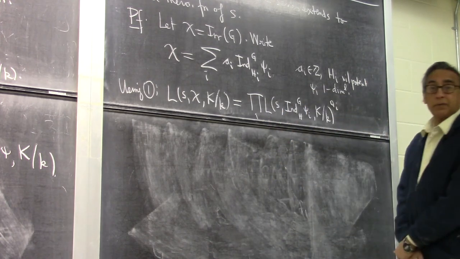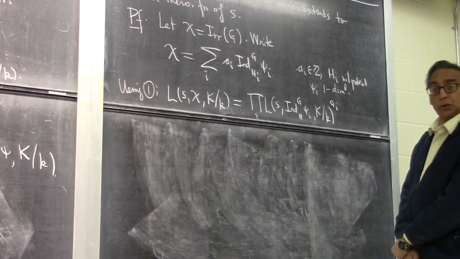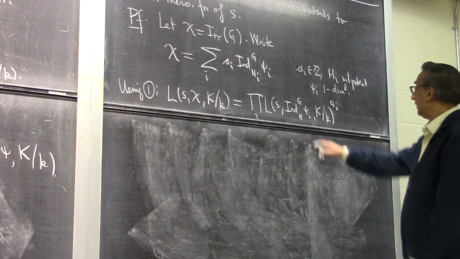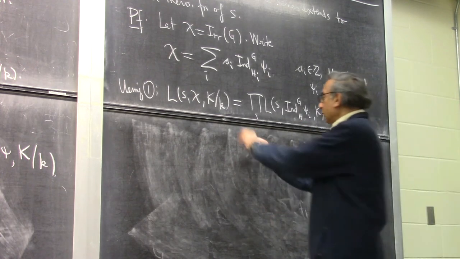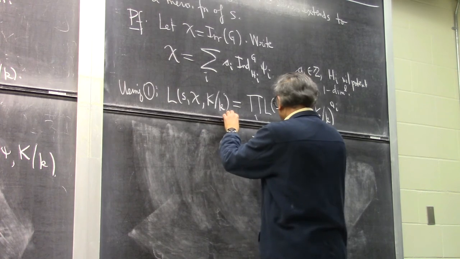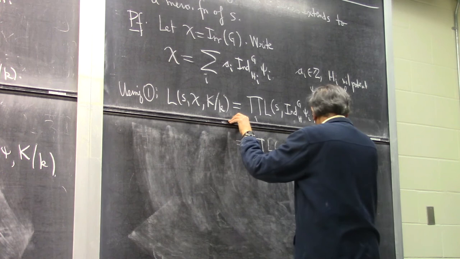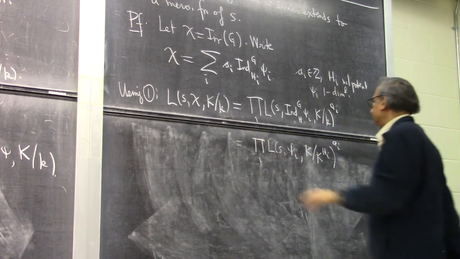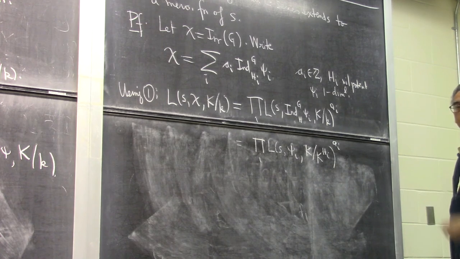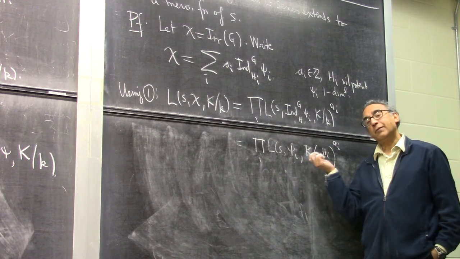Okay, everybody happy with this? All right, and now we use property number two, which tells me that the induced character can be changed to this, where psi_i is one dimensional. And this is a Galois extension with Galois group H_i.